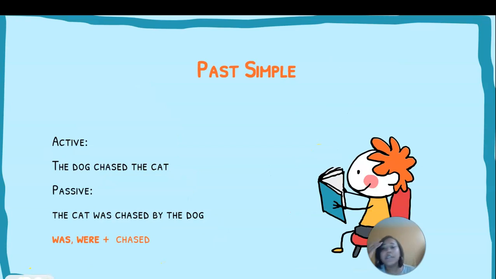So now we have the past simple. In active, we have: the dog chased the cat. And in passive, we have: the cat was chased by the dog. In this case, we have the verb to be in past, that is was or were, plus the verb in past participle, right? Okay, good.